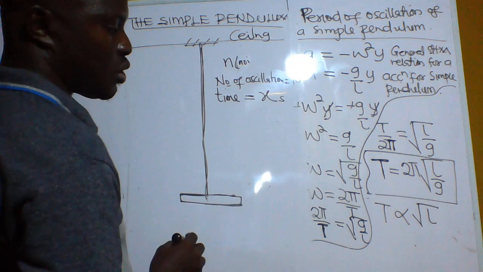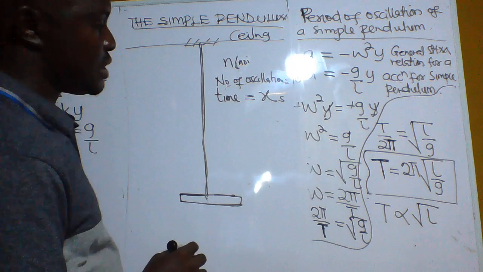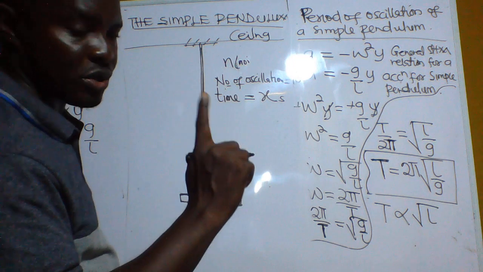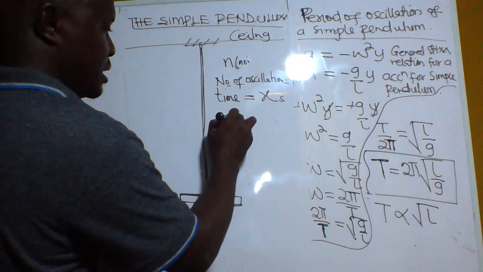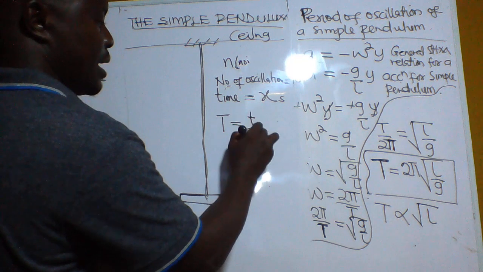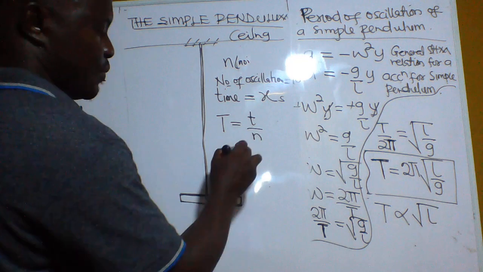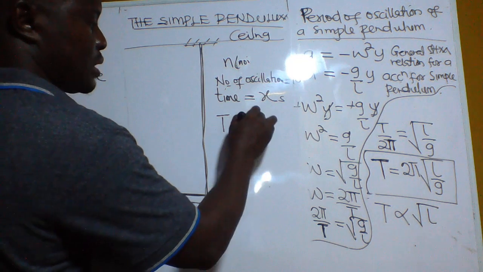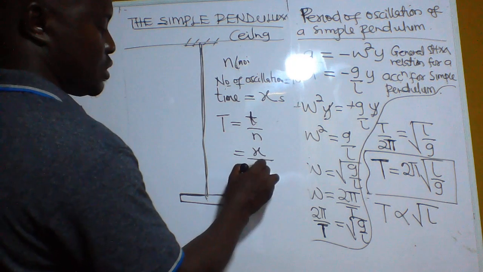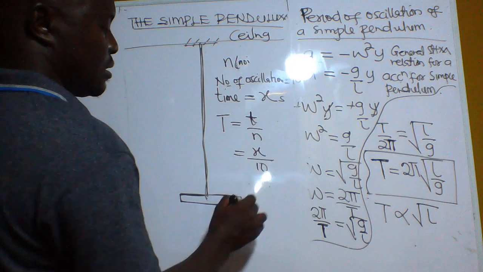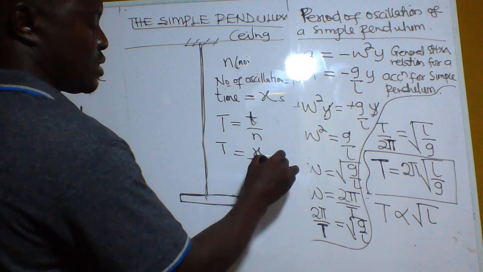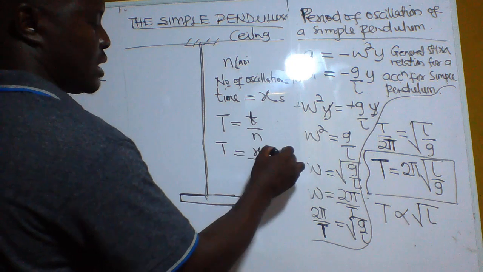So how do you determine the period? The period is the time for one complete oscillation. Period is equal to time divided by the number of oscillations. Therefore, your time is x seconds divided by 10. So you have the time for one complete oscillation being x over 10 seconds.